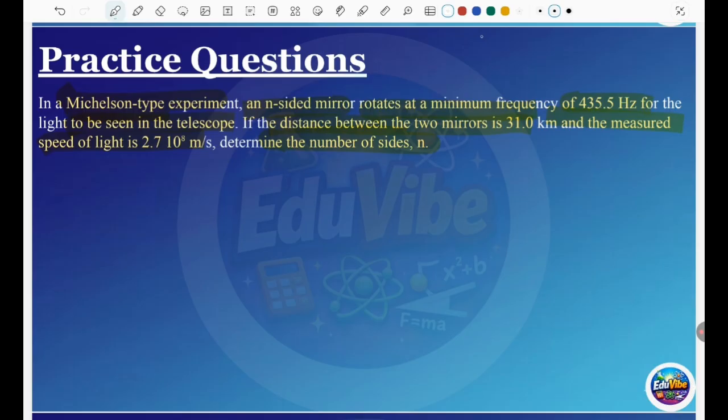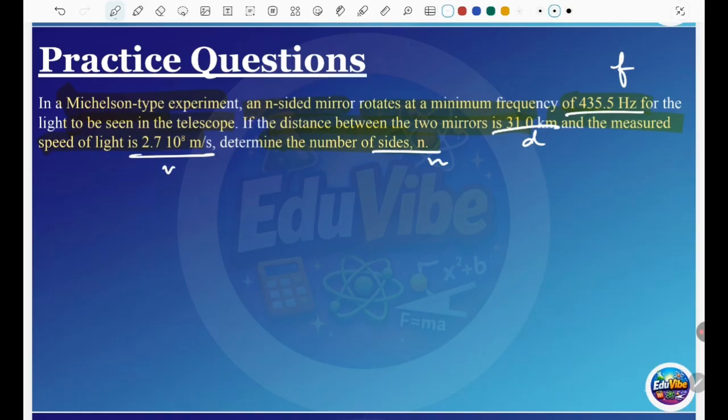Like if we have an 8-sided mirror, then 8 times the period, but that 8 is not given to us. That is equal to n. That n is not always 8, it can be any whole number, any natural number. So we have a frequency over there, this is our d, this is our speed of light, which is v, and finally n. So what steps do we have to follow?